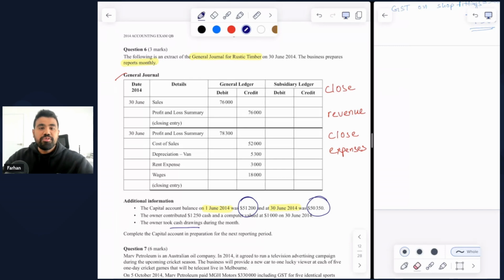This question requires you to understand the closing of the revenue and expense accounts and look into the three sentences we're given for additional information to prepare the capital account in preparation for the next reporting period. At the end of the question, we're also going to discuss the differences between general ledger and subsidiary ledger. With that being said, let's get started.